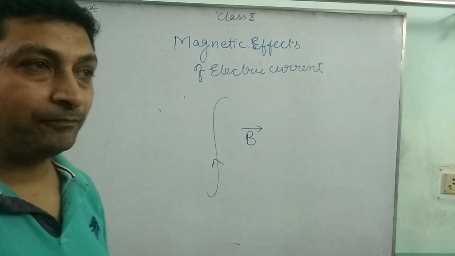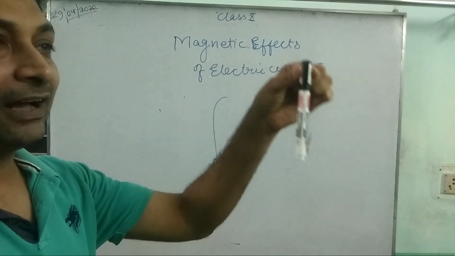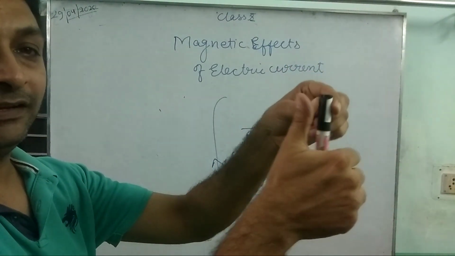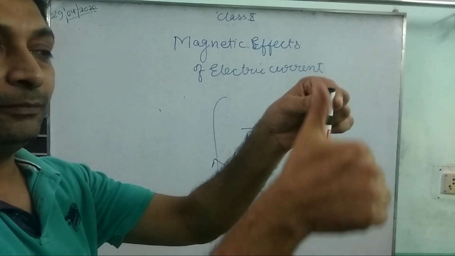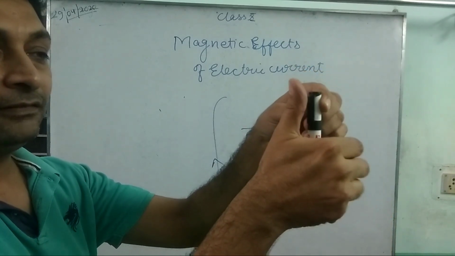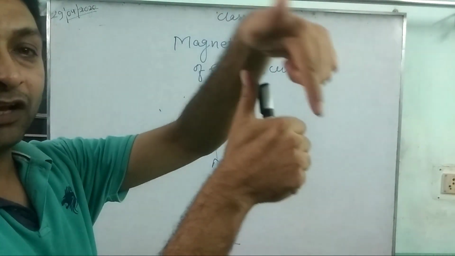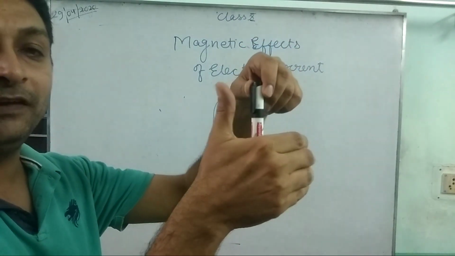According to this rule, if we hold a current carrying wire in our right hand in such a way that the thumb is in the direction of electric current, then the curly fingers surrounding it represent the magnetic field lines.